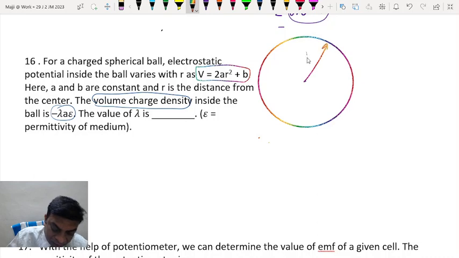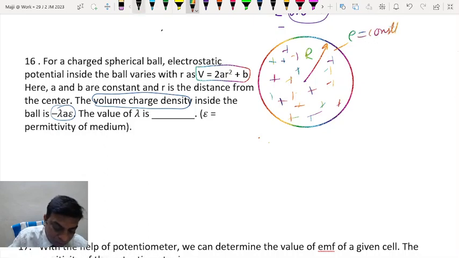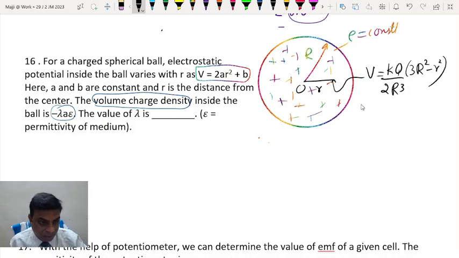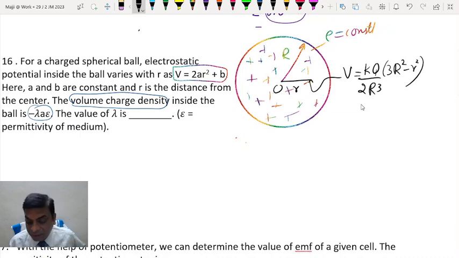So if R is the radius of the sphere with a uniform charge distribution, again I am repeating, the charge distribution should be uniform, that is rho should be constant, only then you have this formula whatever I am writing here. So at a distance r smaller from the center, the potential is kq by 2R cube into 3R square minus small r square. This formula is very common and I hope you know this. If you don't know, then just note down this formula. You are supposed to memorize these formulas.